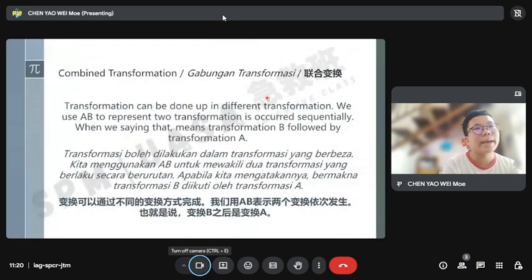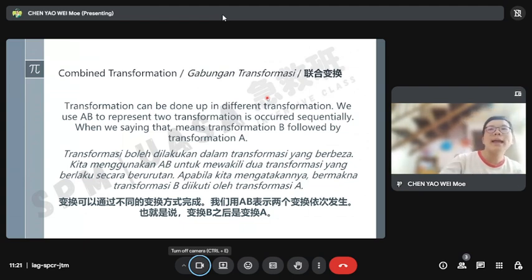A combined transformation can be done with different transformations. We use BA to represent two transformations that occur sequentially. When we say that, it means transformation A is followed by transformation B. So we start with transformation A first, and later move to transformation B. Remember, if the question says find the image of P under the transformation BA, you start from A first, later you start from B.